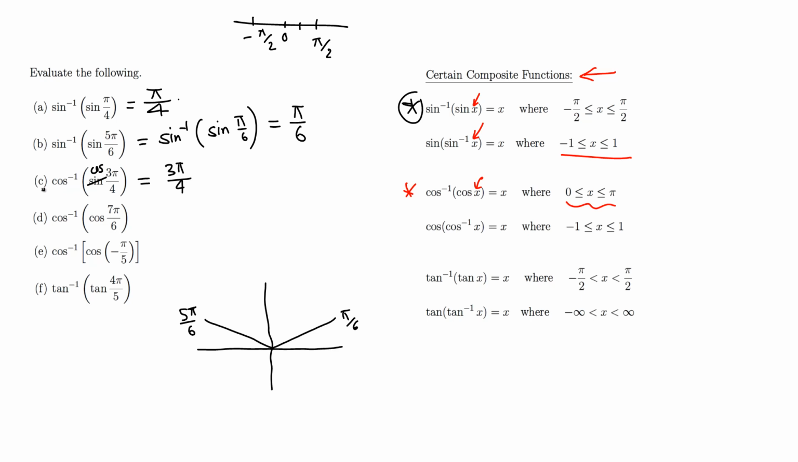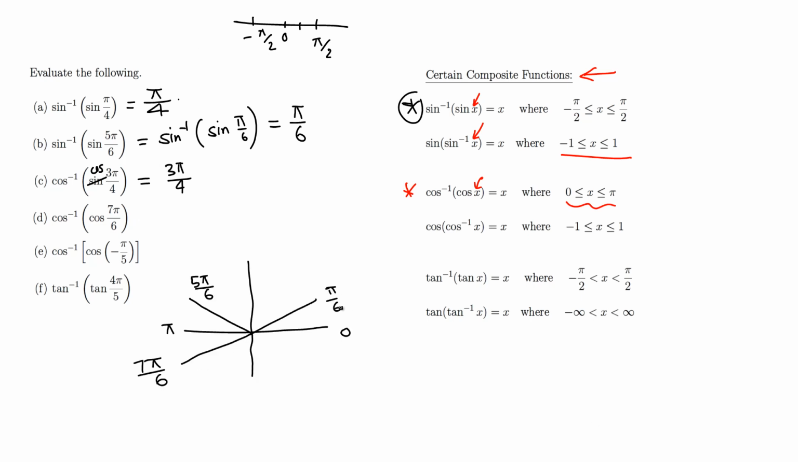Part D, cosine inverse of cosine 7 pi over 6. It's about the same as C, but this is outside of pi. 7 pi over 6 is bigger than pi. So we cannot simply write the answer as 7 pi over 6. This is wrong. So what we do here is we do like part B.